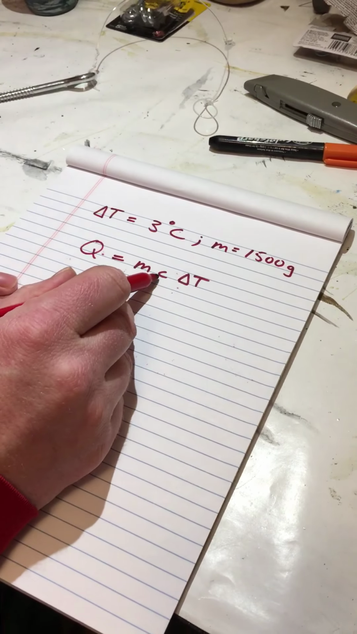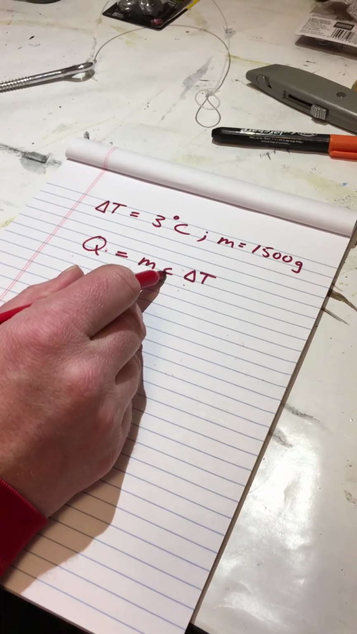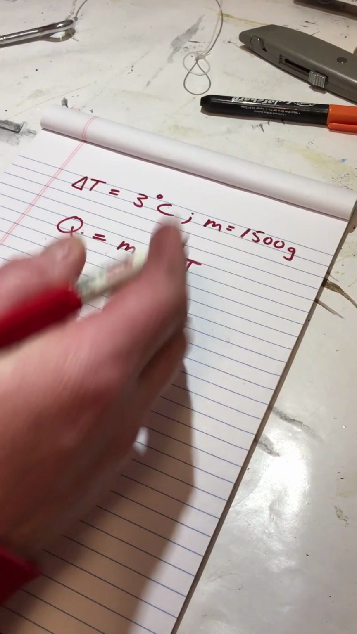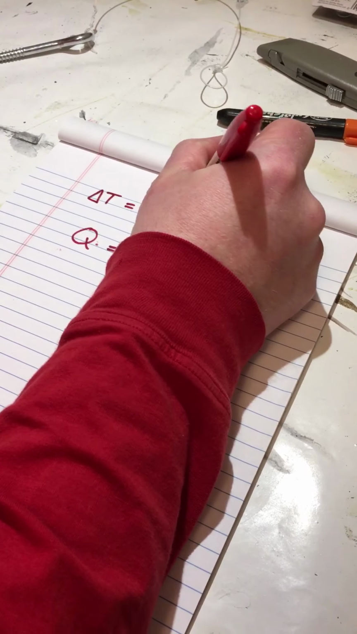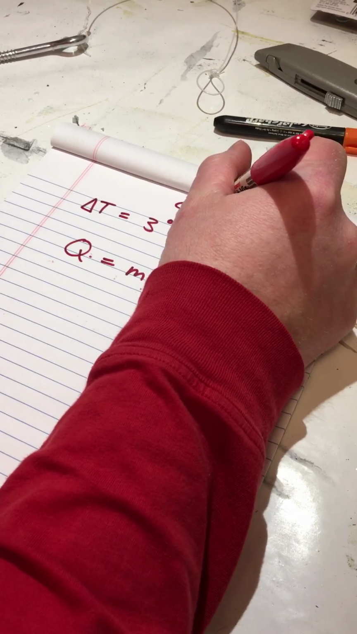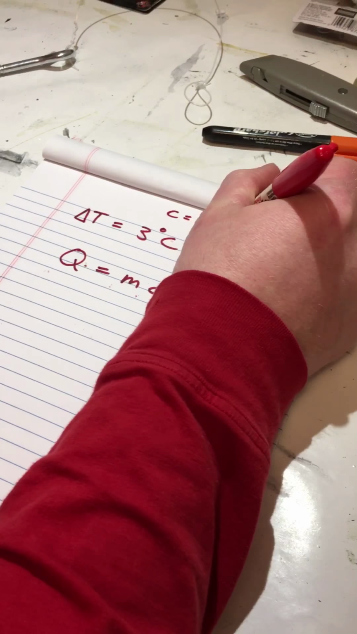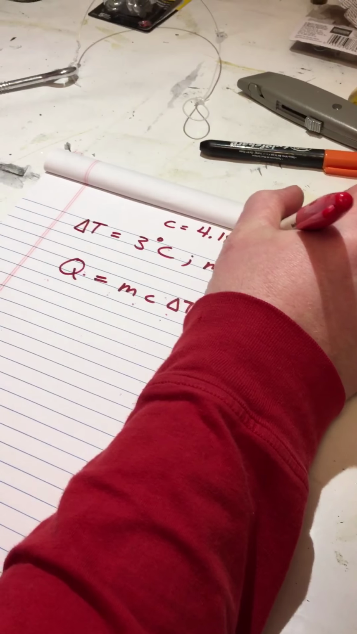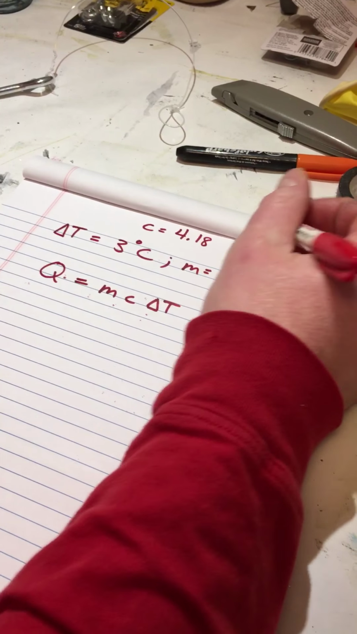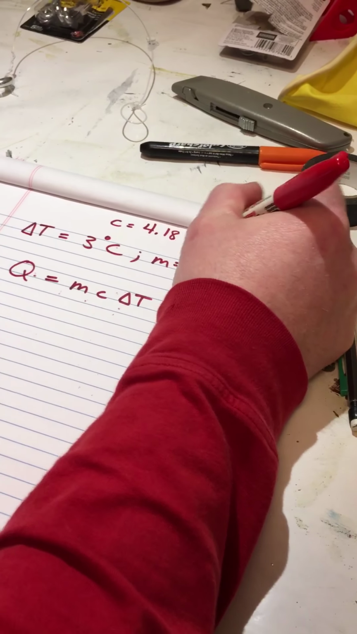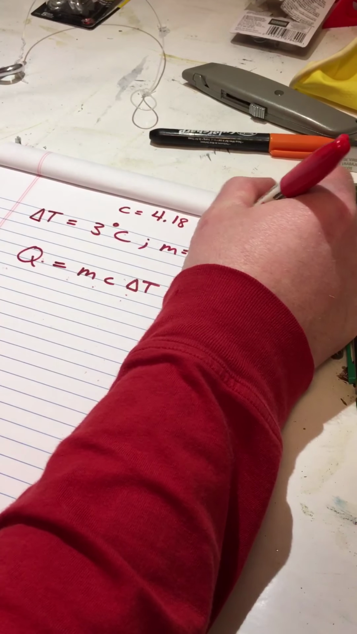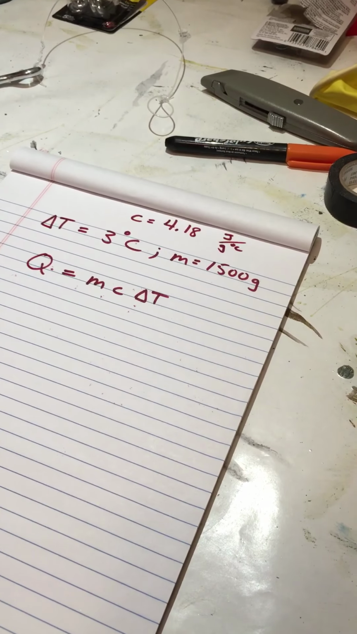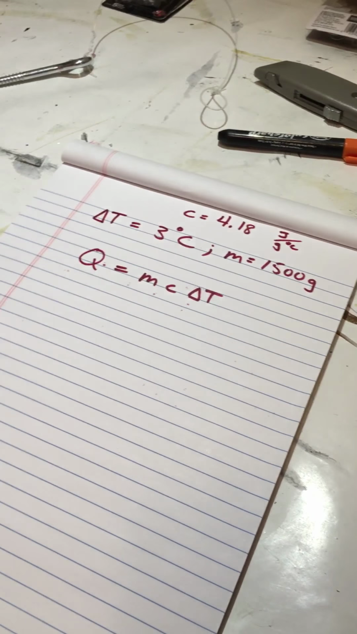And then this number C here is always the same for water. I'll squeeze it in up here. It's 4.18. And the units, not that you really need to know the units here, but it would be joules per gram degree Celsius. Okay, so let's plug these in here just to see what that would be.